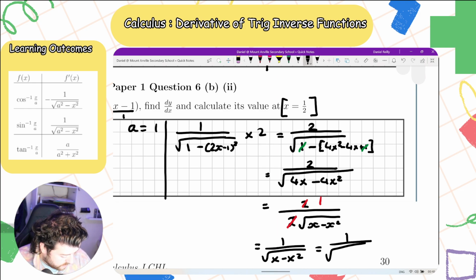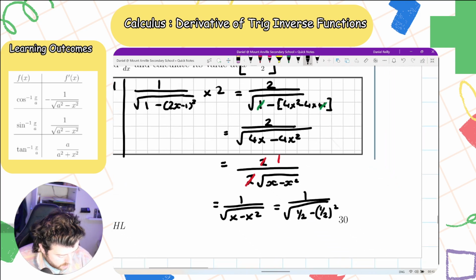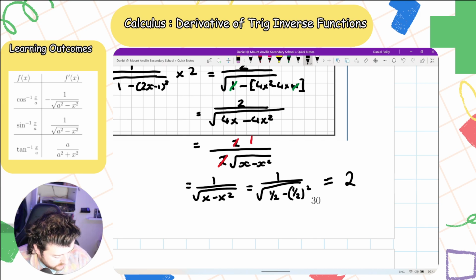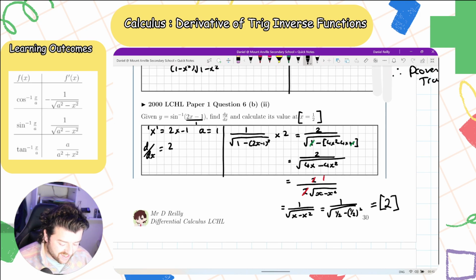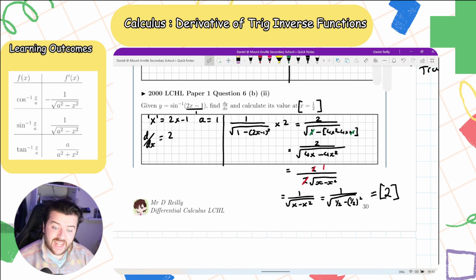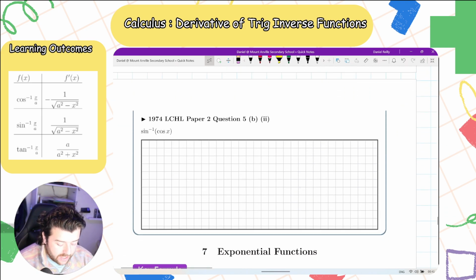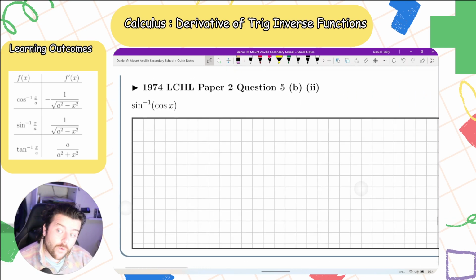Now I just need to evaluate at x equals a half. 1 over root a half minus a half squared. All that in the calculator. 1 over root, and look at that. Equal to. What a lovely question. Right, and then the last one I'm going to be doing is from 1974.